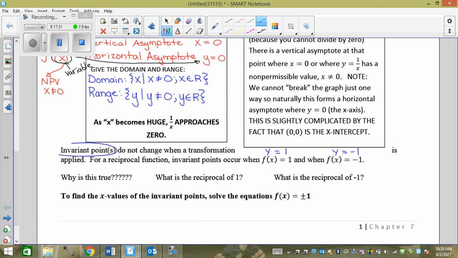So invariant points are ones that do not change. And for reciprocals, that's when y equals 1 and y equals negative 1. Because the reciprocal of 1 is 1 divided by 1, which is 1. The reciprocal of negative 1 is 1 divided by negative 1, which is negative 1. It does not change. And we're going to flip over.